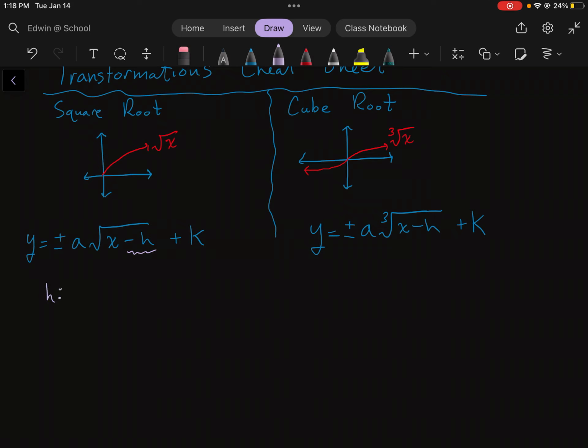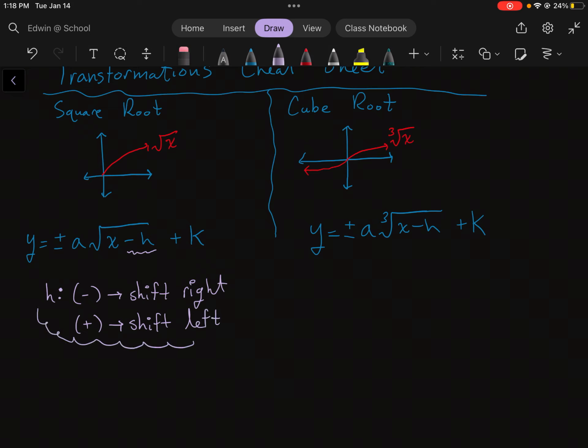is for horizontal shifts. So we have two scenarios. If h is a negative value, that means it's going to shift to the right. So this is the one that's opposite. If we see a number on the inside and it's negative, we know that it's going to shift to the right. And if it's positive, we know that it's going to shift to the left. So pretty simple to remember. Remember, it has to be on the inside. So it's that minus h, and it's this one over here also. It's inside the radical.